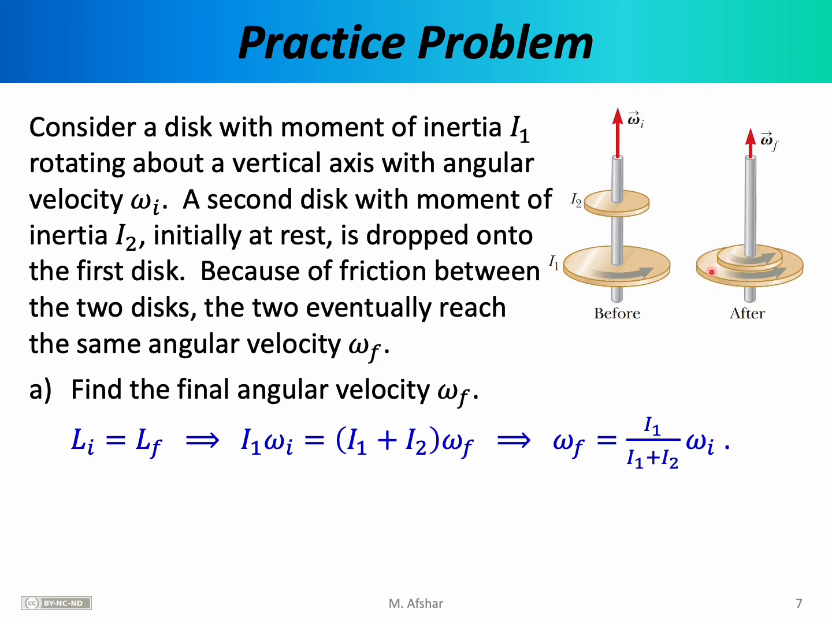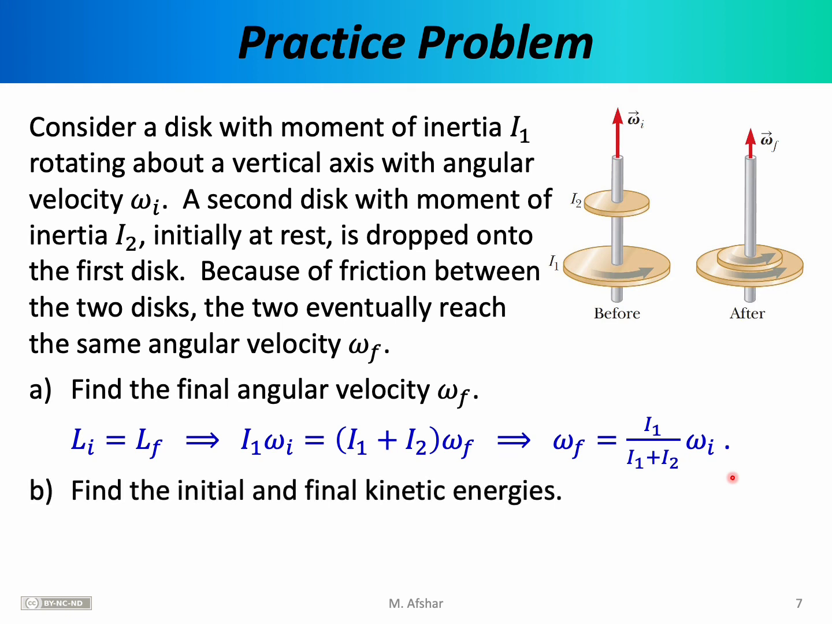Finally, both disks are rotating, so I need to know the moment of inertia of the entire system. That's simply I1 plus I2. And then, of course, the system is rotating with angular velocity omega final. I don't know what that is, but I can now solve for it. And omega final turns out to be I1 over the net moment of inertia times whatever the initial angular speed was.